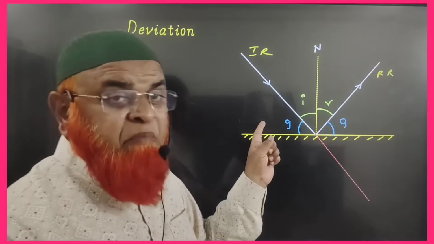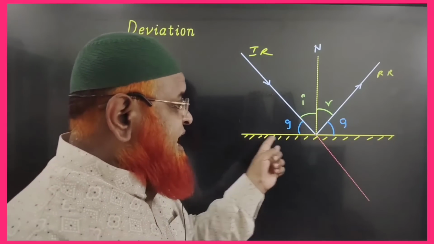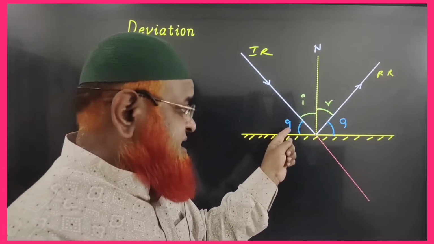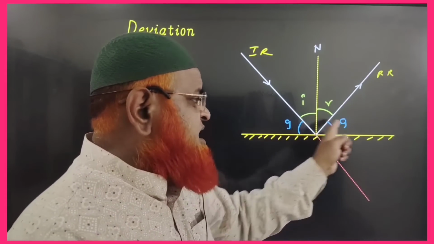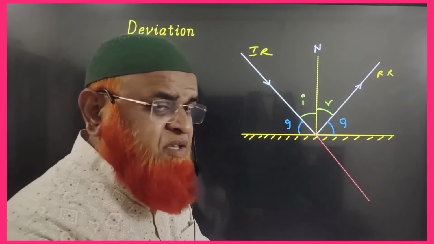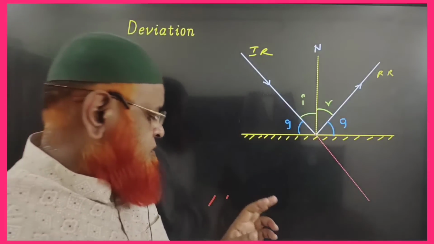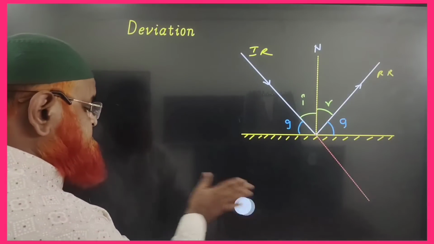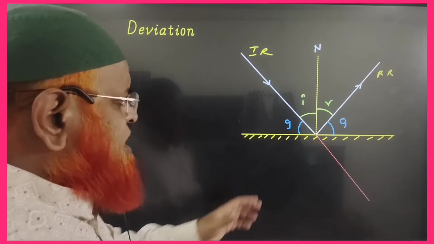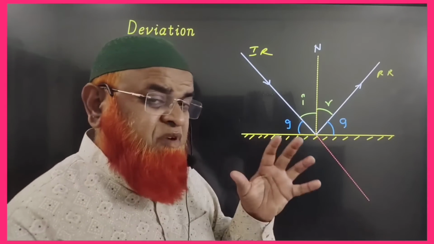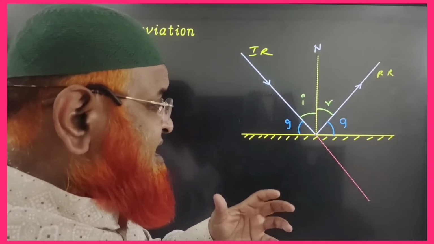The angle made by the incident ray with the mirror is taken as the angle of glancing, or glancing angle. So G and G are said to be glancing angles here. This is the angle of incidence, angle of reflection. Now let us see what is going to happen, and let us discuss some of the concepts which we are going to learn today.